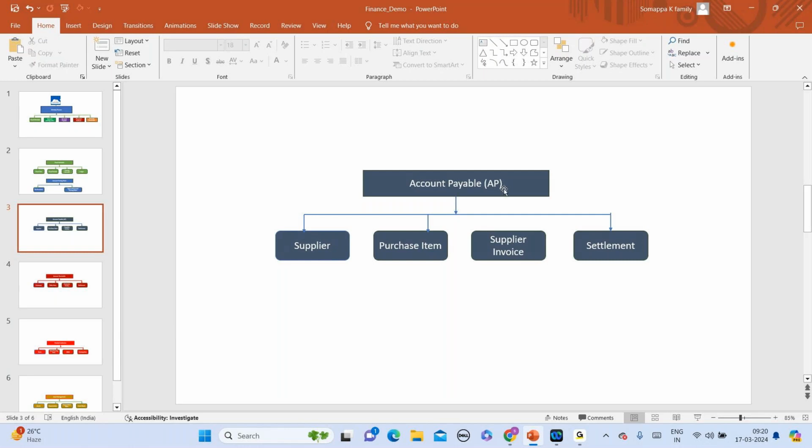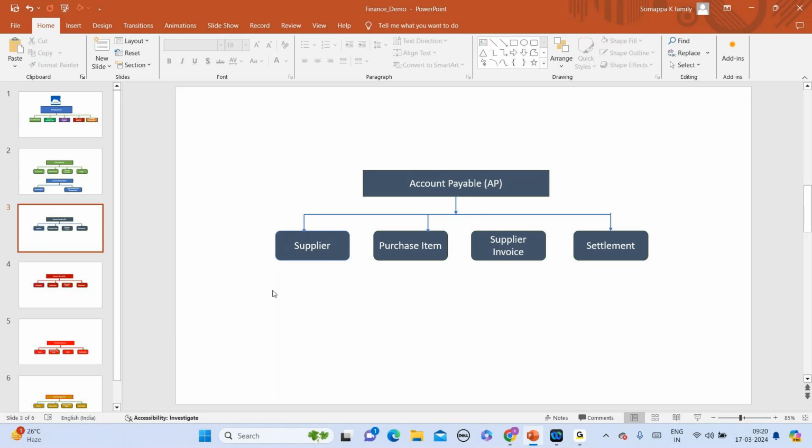So as part of this finance module, I'll be explaining the first one, AP, which is nothing but accounts payable. In that, I'll be telling how to create the supplier, how to create the supplier item, how to post the supplier item details, and how to create the invoice and settlement. All these topics will be covered in accounts payable, that is nothing but the AP.